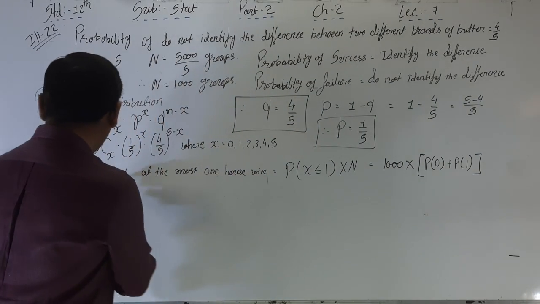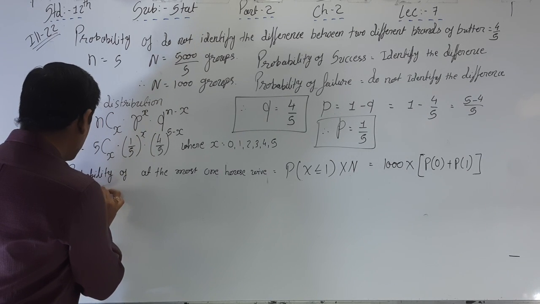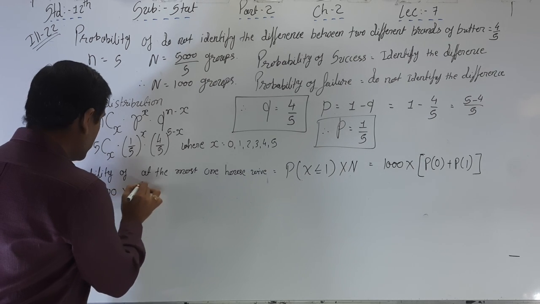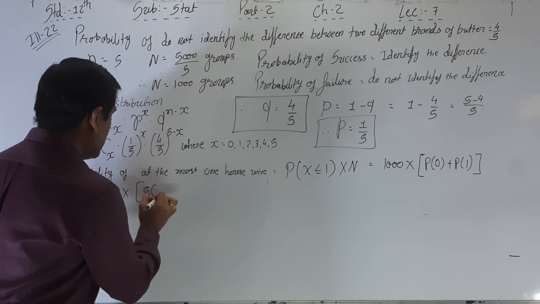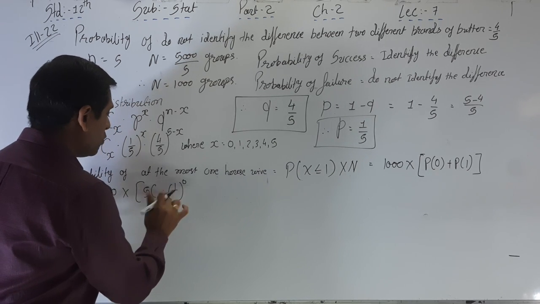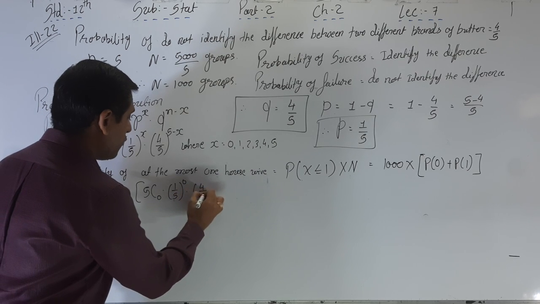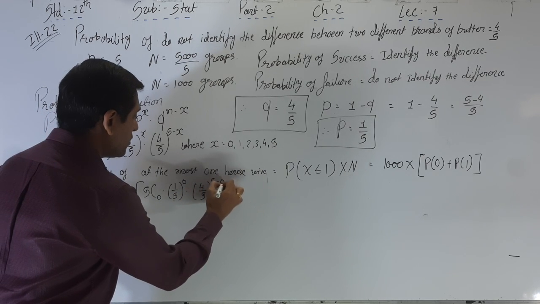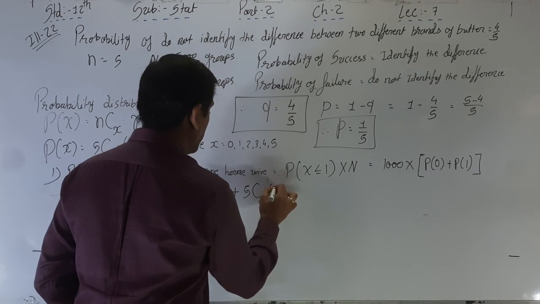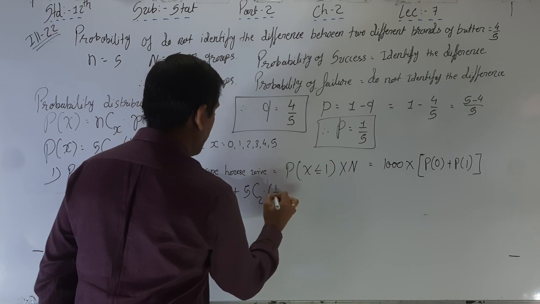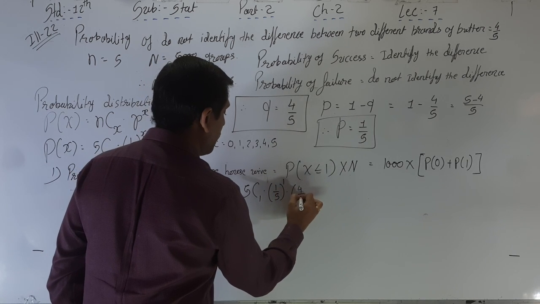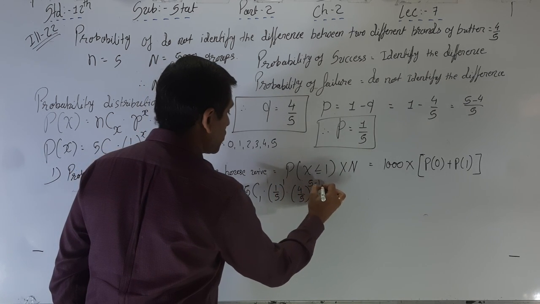So here I am writing out, P of 0 means what? It is equal to 1000 into 5C0 into (1/5) raised to 0 into (4/5) raised to 5 minus 0, plus 5C1 into (1/5) raised to 1 into (4/5) raised to 5 minus 1.